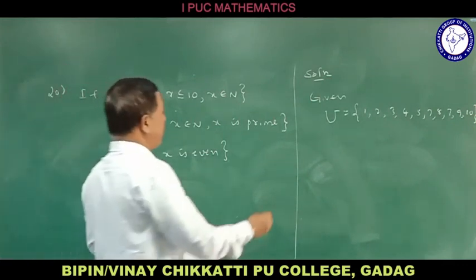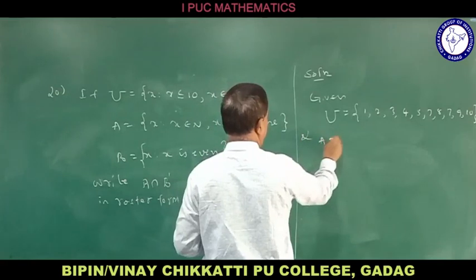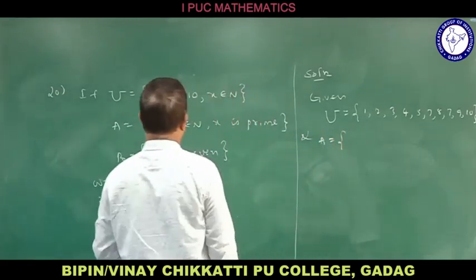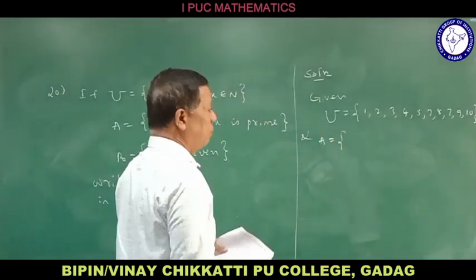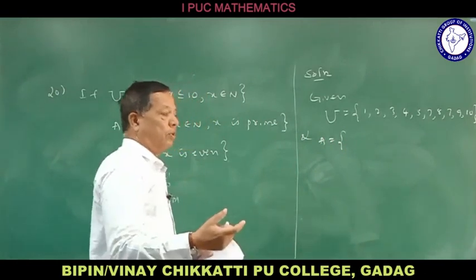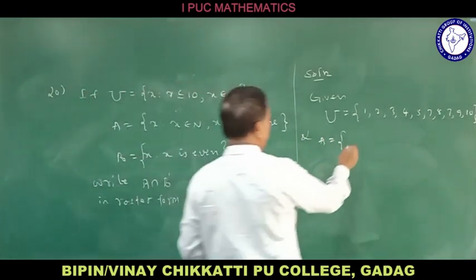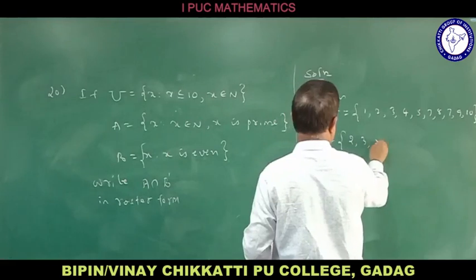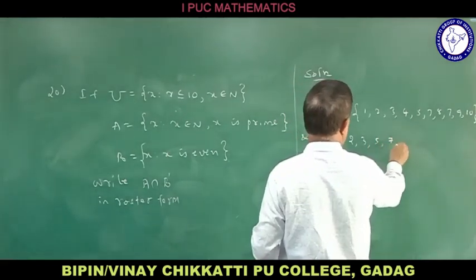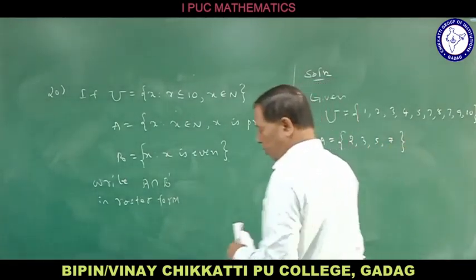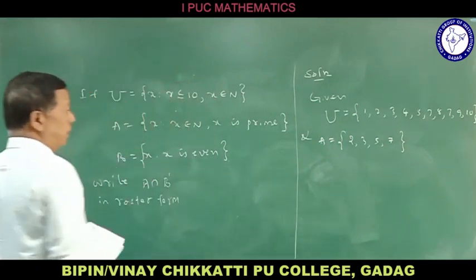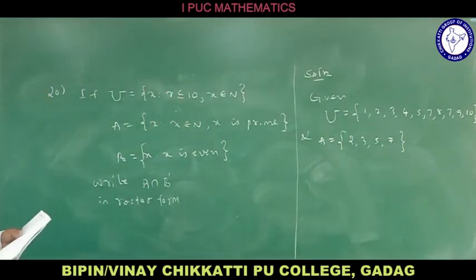And you tell me what is A? X belongs to, X is a prime number. Which are the prime numbers? You know that the prime numbers are 2, 3, 5, 7, and look, 1 is not a prime. Here you see 2, 3, 5, 7, these are the prime numbers. Prime numbers are those which are divisible only by themselves and 1.